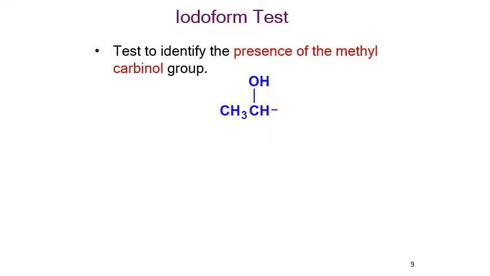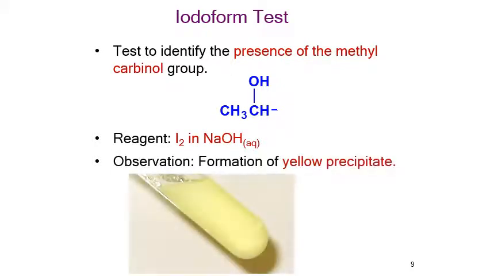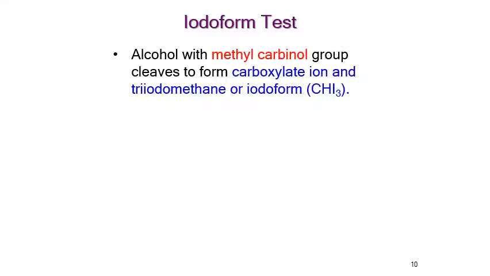Now, the second test is iodoform test. This test is to identify the presence of the methyl carbonyl group, showing the structure. The reagent used for iodoform test is I2 in aqueous NaOH. Observation: formation of a yellow precipitate, as shown in the figure. Alcohol with a methyl carbonyl group cleaves to form carboxylate ion and triiodomethane, or iodoform, CHI3.